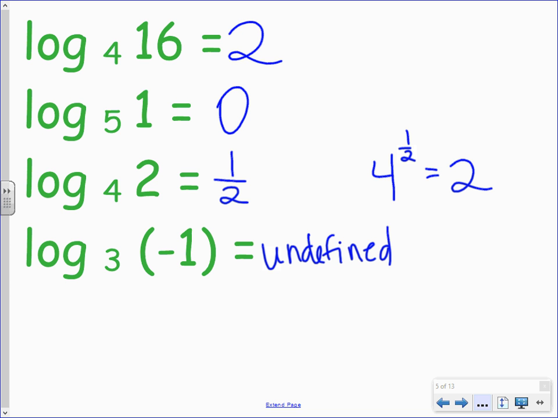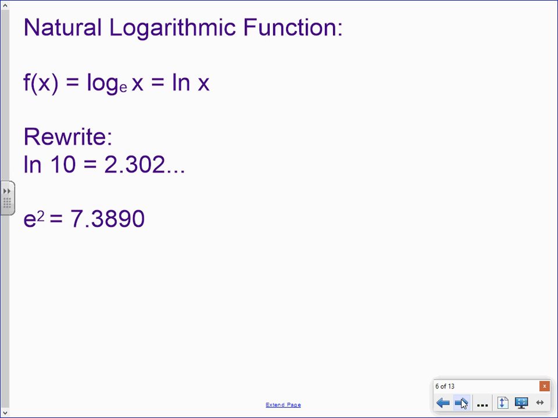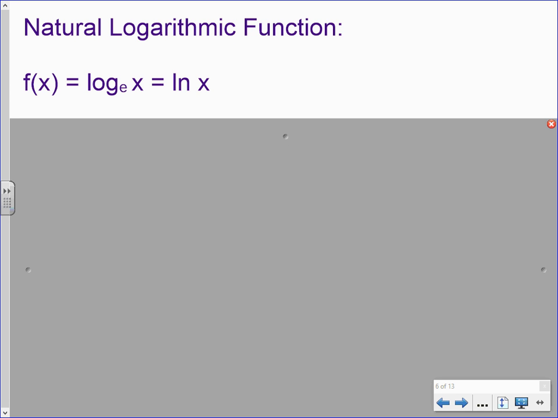Okay? Before we go to lunch, let's just recall the natural logarithm. Okay? If you have log base e of x, you're not going to write it as log base e. You're going to write it as ln x. That means natural logarithm.